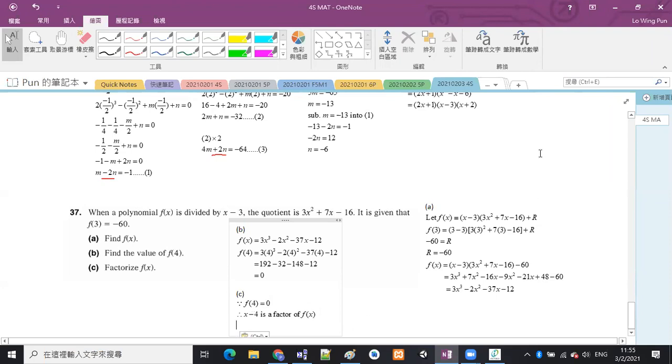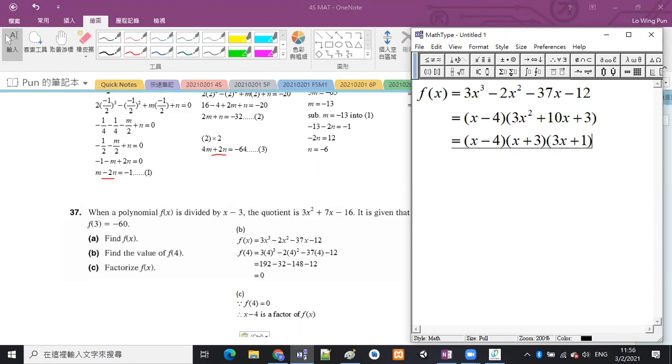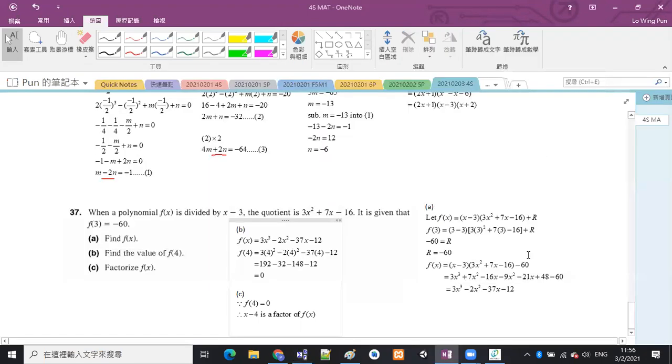Okay, so f(x) is originally equal to this, but we have the first factor to be x minus 4, so we can write down the remaining factors. So that should be 3x squared, okay, and then the constant term should be plus 3. And the middle term should be plus 10x. Yes, okay? And then you try to further factorize the long bracket. So I think it should be (x plus 3) and (3x plus 1). Yes. So this is part C.